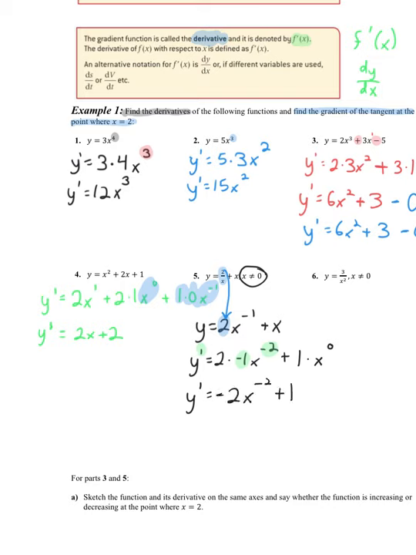Where did the negative... Where'd the negative what? The x to the negative 2 power come from? Yeah. So what happens is every time we take a derivative, the exponent decreases by 1. On this first problem, the exponent was 4, it became a 3. The exponent was 3, it became a 2. The exponent was 2, it became a 1. Now this time the exponent was negative 1, so it became a negative 2 because that's decreasing by 1. That's where the negative 2 came from.